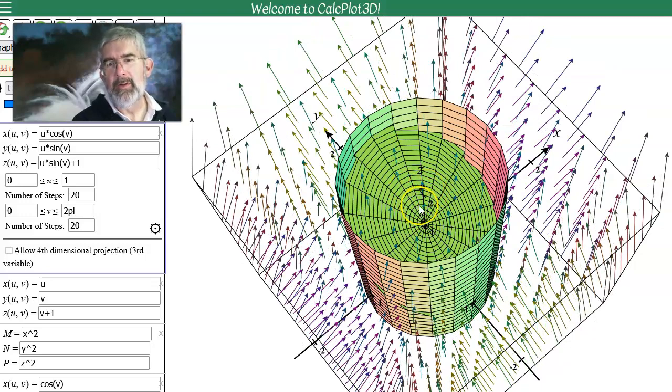I'm going to get the normal vector to it, dot that with the vector field, and then multiply by a little bit of arc length, a little bit of surface area, and add it all up. So here we go, let's go back and do that.